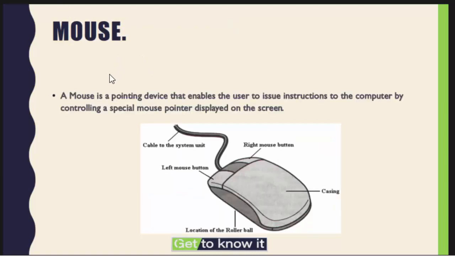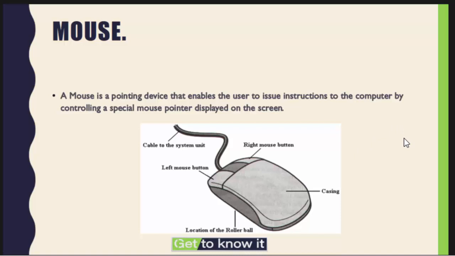Mouse. A mouse is usually a pointing device that enables the user to issue instructions to the computer by controlling a special mouse pointer displayed on the screen. On your screen, you can see a picture of a mouse with the various parts labeled. We have the cable, which is used to connect the mouse to the system unit. We have the buttons, the left and the right mouse button. We have the casing, and of course we have the location of the roller ball.